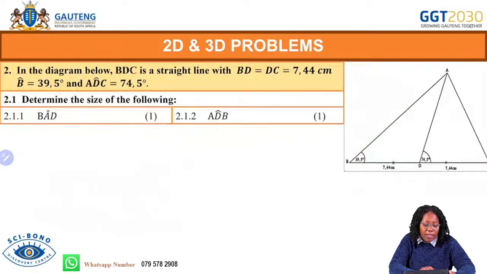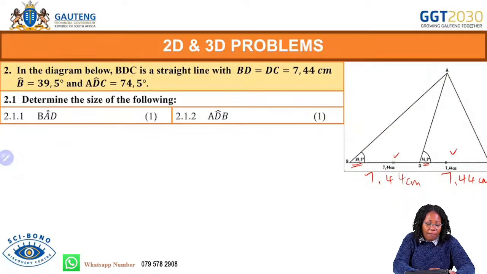questions. In the diagram below, BDC is a straight line as indicated there. And then BD is equal to DC, 7,44 centimeters for each. And then angle B is 39,5, angle ADC is 74,5. Determine the size of the following. BAD. We are talking about that angle here.